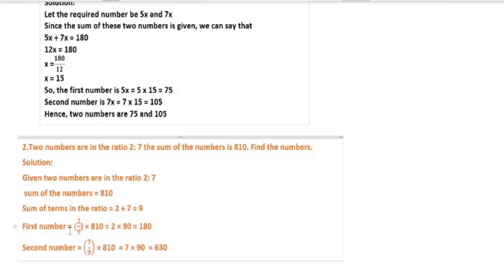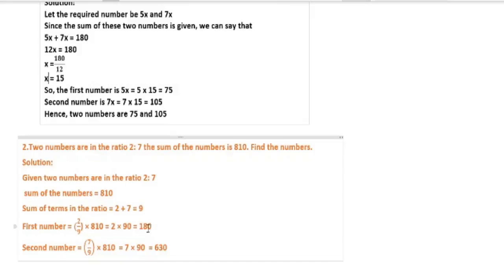Then the first number equals 2 divided by 9 into 810. And this is 2 into 90, that is equal to 180. Second number, 7 by 9 into 810. 7 into 90, that is 630. So these are the two numbers.